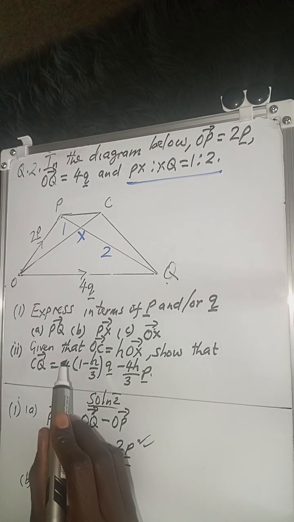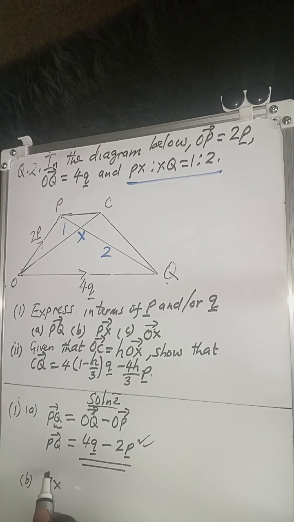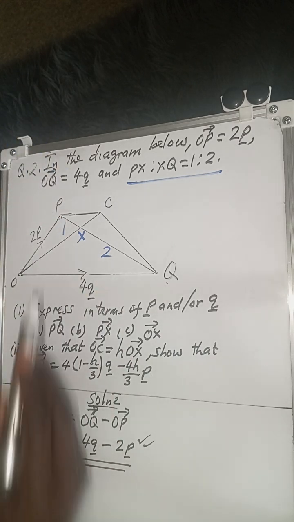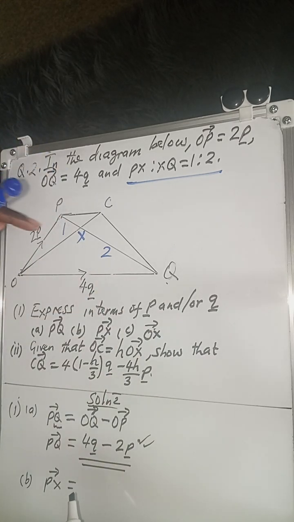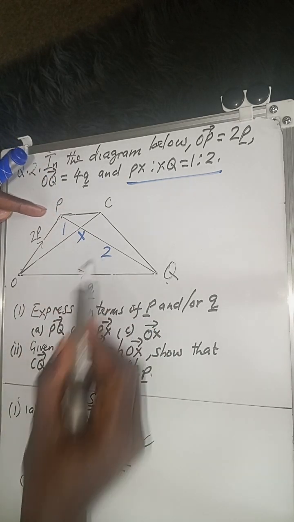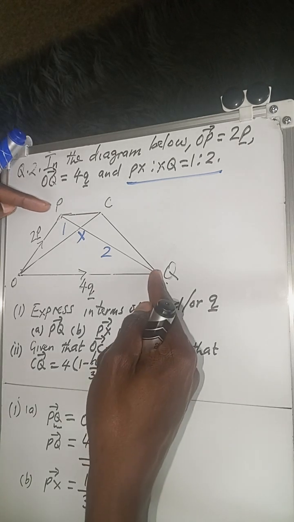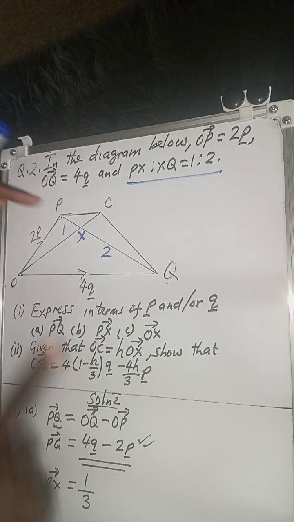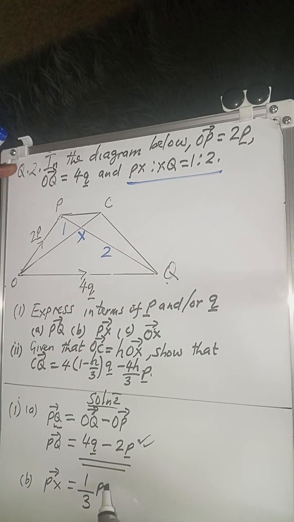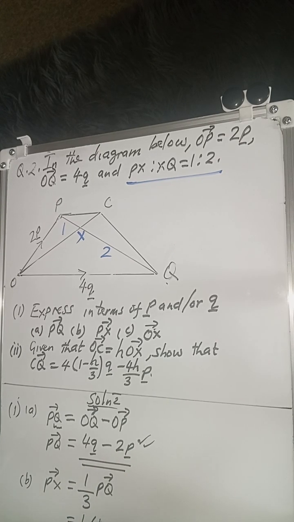B, it says PX. So how do you get your P to X? Remember, P to X involves a ratio. So how you can get PX, you use the ratios. So what's the ratio of P to X? It's simply 1 over, you add the ratio 1 plus 2, so it is 3. Then you multiply by the vector PQ. That's why you have already found PQ, meaning you have created this road. So multiply by the vector PQ. So it's 1 over 3 multiplied by the vector P to Q, which we found there, which is 4 vector Q minus 2 vector P.